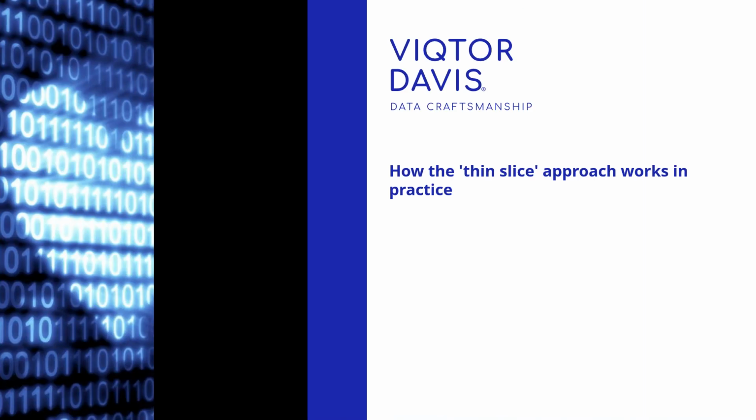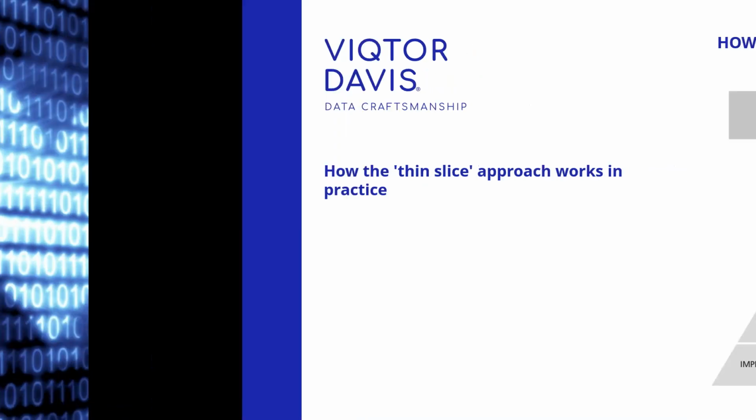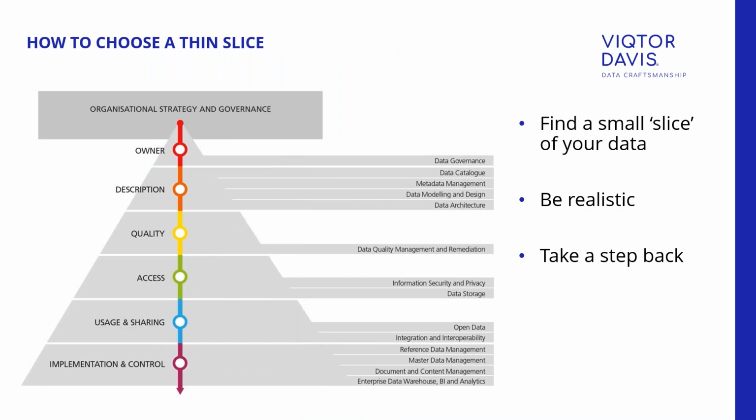So focusing on that incremental approach where you don't need to know everything at the beginning. This is where the thin slice approach is really effective and works in practice. This visualizes a thin slice of your data delta. So finding a small slice of your data, which if you addressed every aspect of it, would make a significant improvement to the organization.